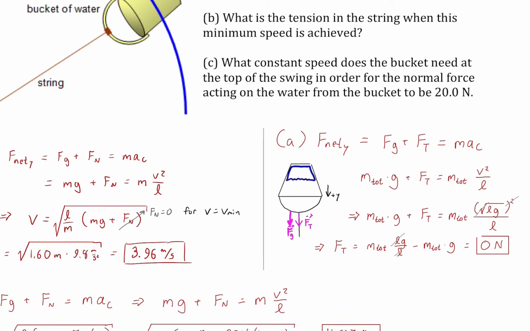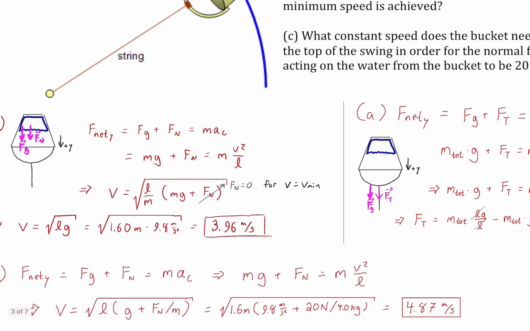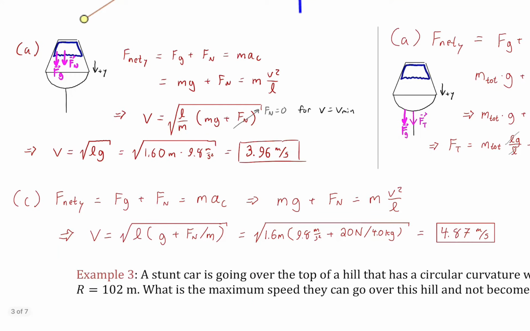All right, and then finally, in part C, what constant speed does the bucket need at the top of the swing in order for the normal force to not be 0 and in fact be 20 newtons? All right, well I said the normal force comes up when there's excess velocity, so we should expect the velocity bigger than 3.96. So in this case, it's going so fast there's got to be some more force to achieve the turn. Gravity's not enough.